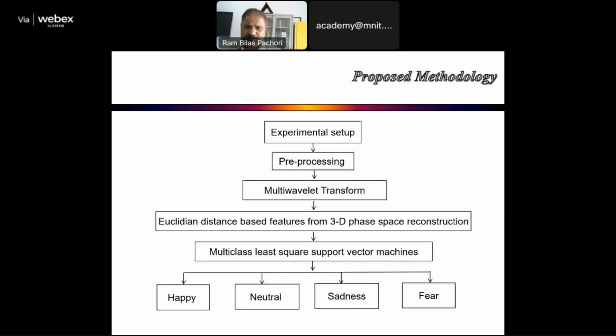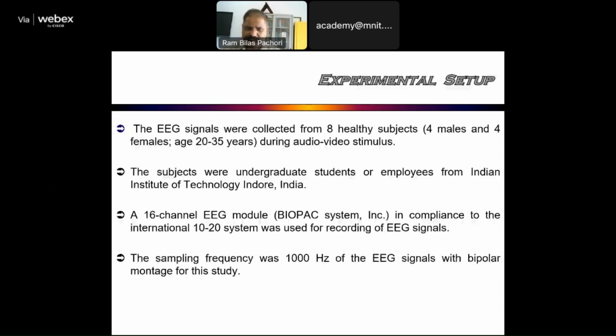So this is the proposed methodology. We have experimental setup, pre-processing, multi-wavelet transform, Euclidean distance-based features from 3D phase space reconstruction, and a multi-class support vector machine classifier. Happy, neutral, sadness, and fear emotions are classified.